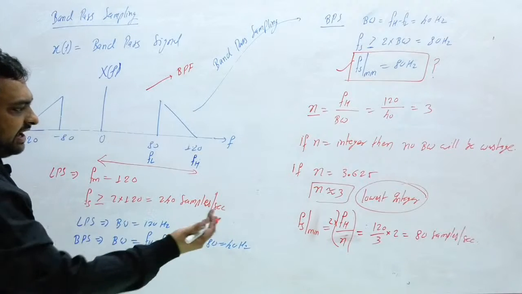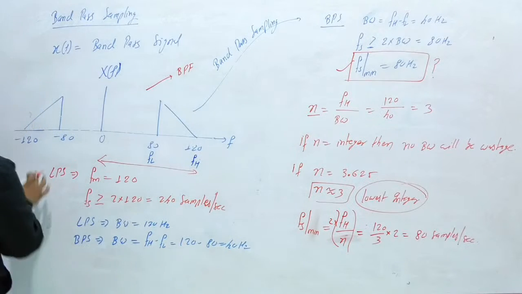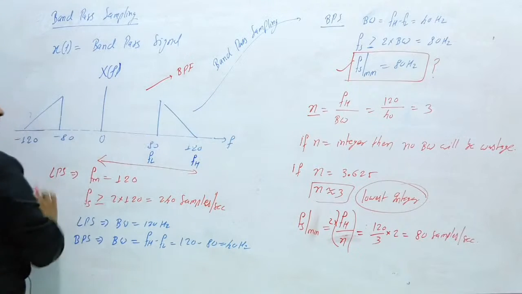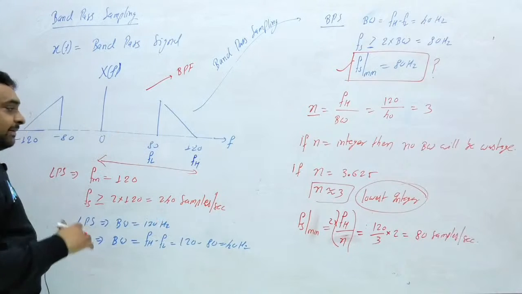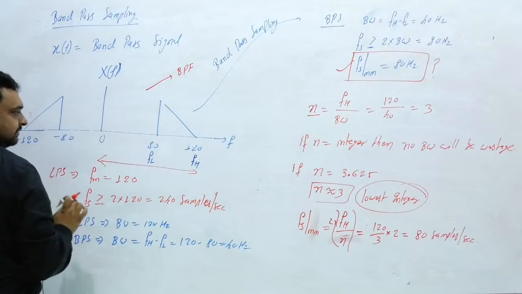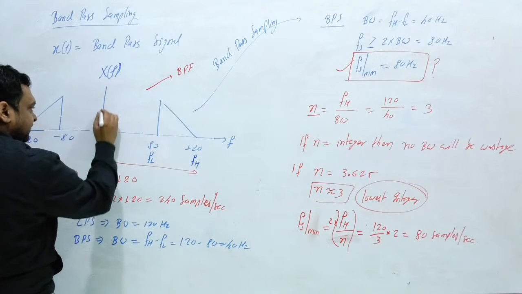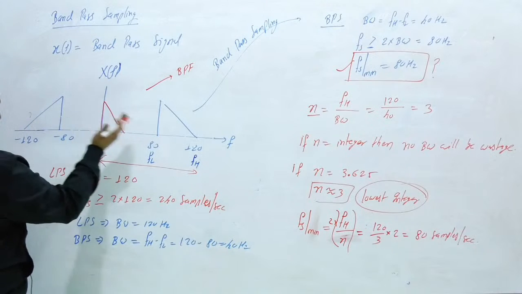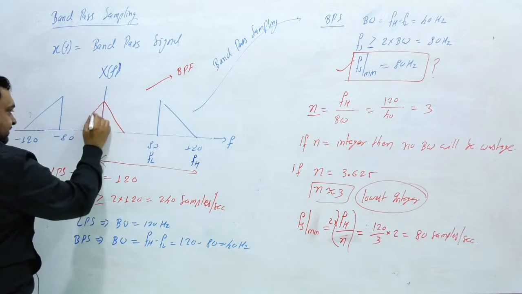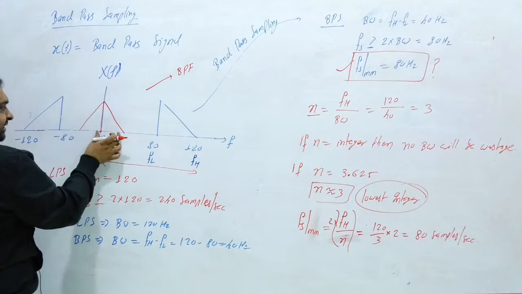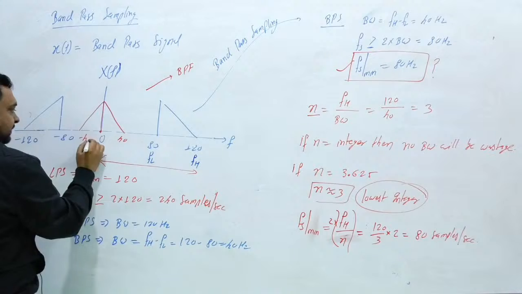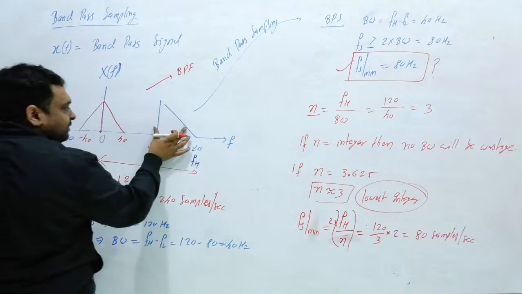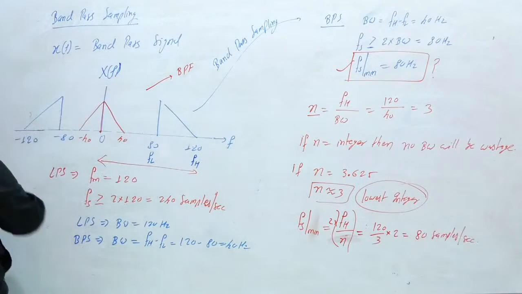It means Fs is 80 hertz. Now you can see this signal will be shifted 80 right, 80 left. Again 80 right, 80 left, 80 right, 80 left. If this signal is shifted 80 this side, this will be here, and you will get this signal. Now again this is 40 and this is minus 40. This will be 80 left sided and this will be 80 right sided.